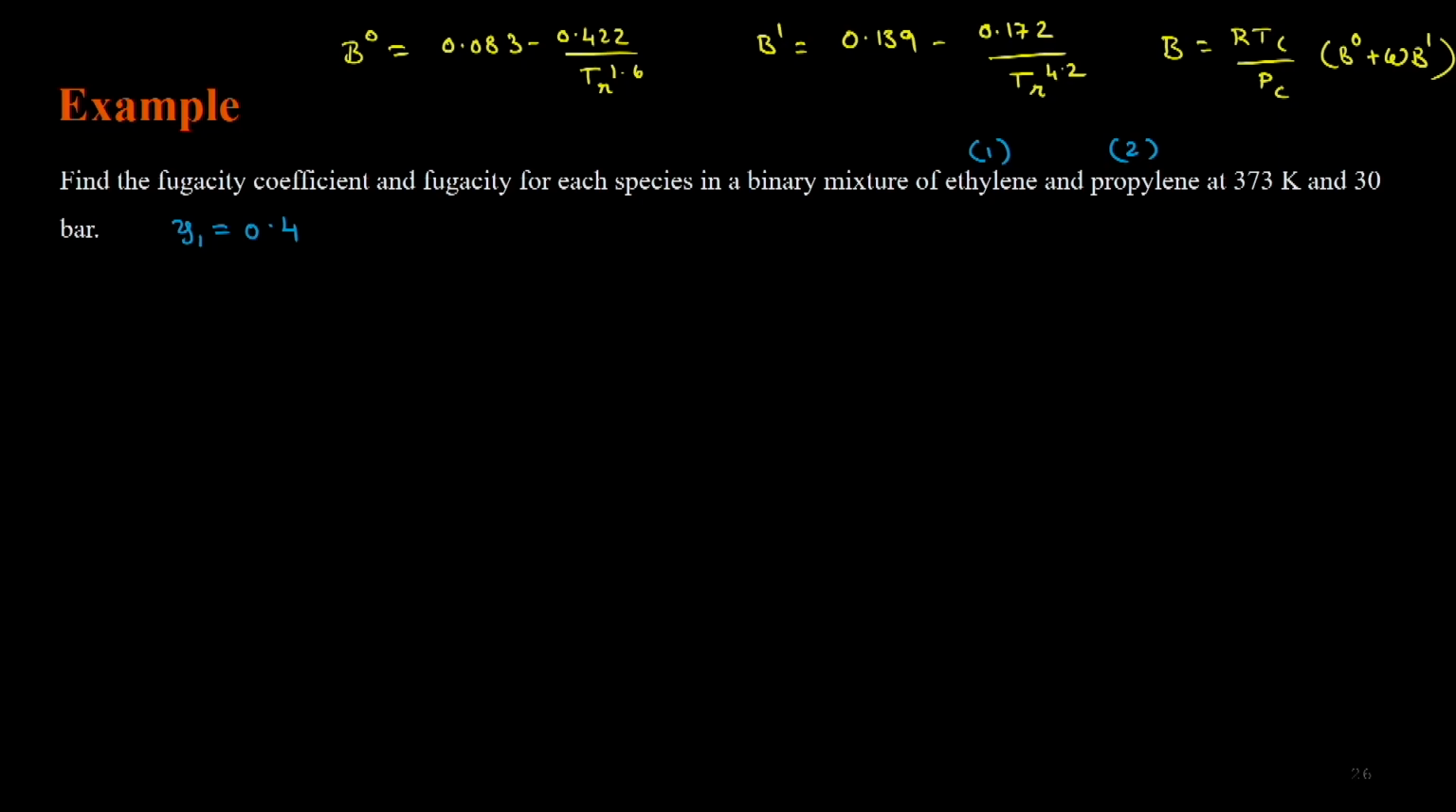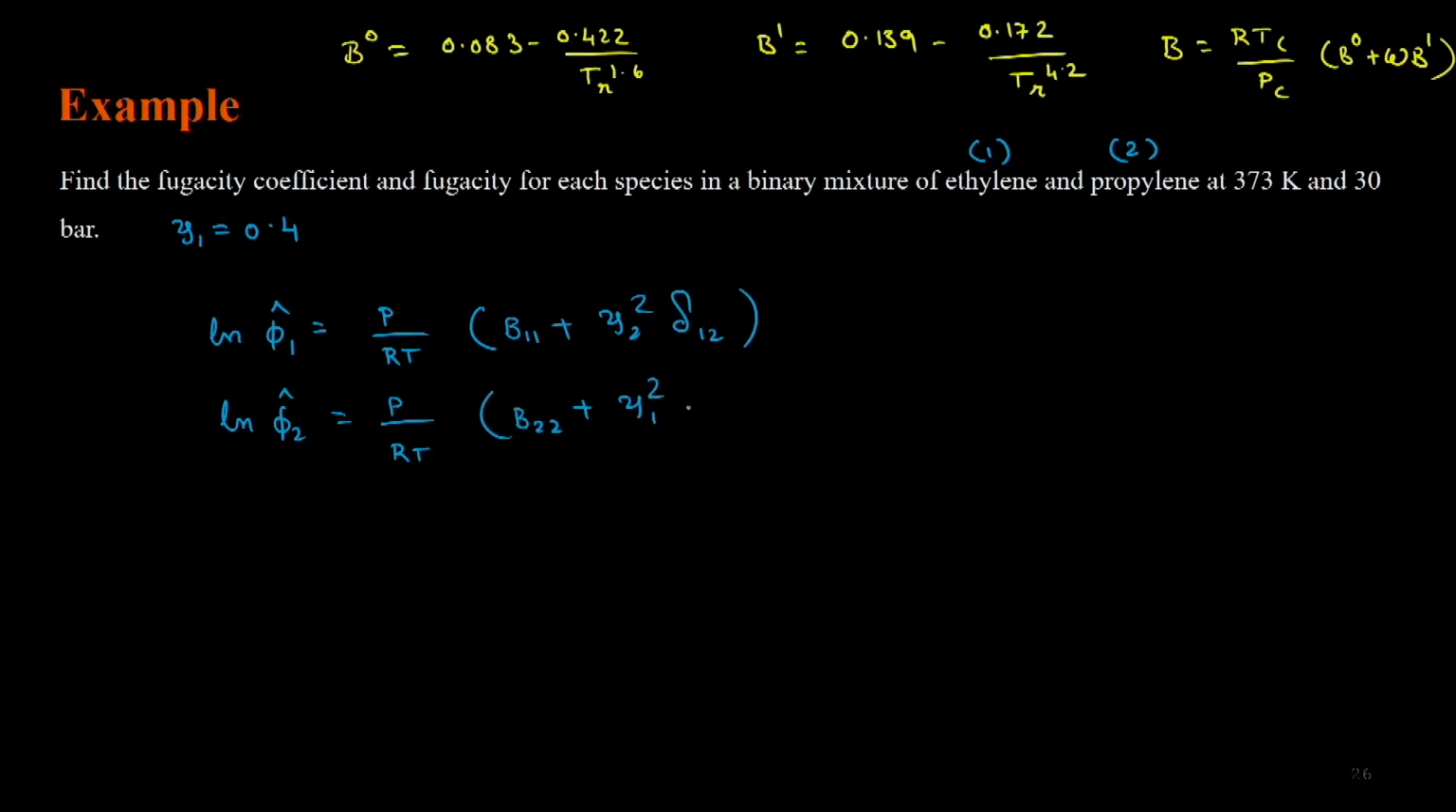So if you recall, we said that the fugacity coefficient ln phi1 hat is P over RT times (B11 plus y2 squared delta12), and ln phi2 hat in the binary mixture is P over RT times (B22 plus y1 squared delta12), and delta12 was 2B12 minus B11 minus B22.